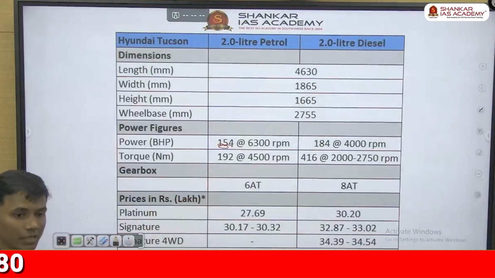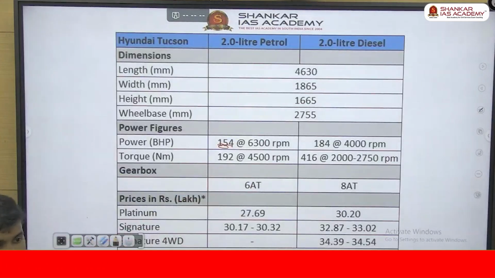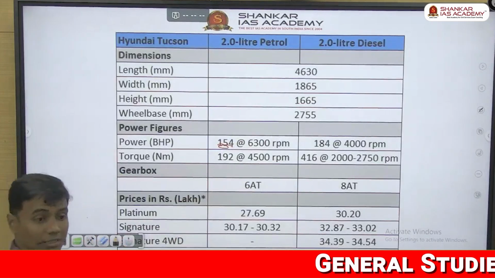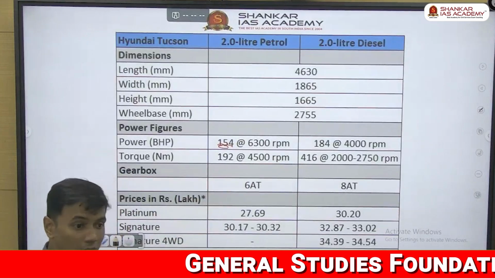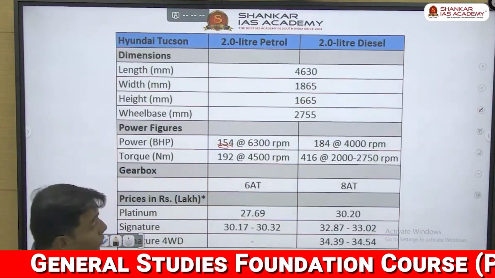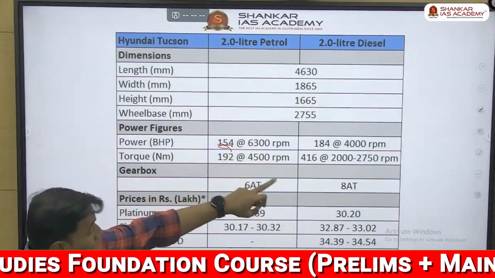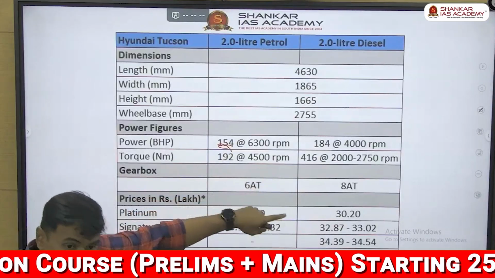What is the power given for diesel? 184. Definitely the power is more. More than the power, what you have to observe is the RPM given. What is the RPM given for petrol? 6300. You have to floor the pedal, push the engine to 6300 RPM to produce 154 brake horsepower. But diesel can produce more than that at lesser RPM.